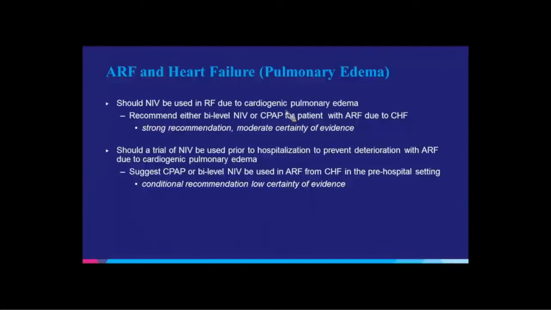What about in heart failure, pulmonary edema? Should non-invasive ventilation be used in respiratory failure due to acute cardiogenic pulmonary edema? They recommend BiPAP or CPAP for acute respiratory failure due to CHF. Strong recommendation, moderate certainty of evidence.